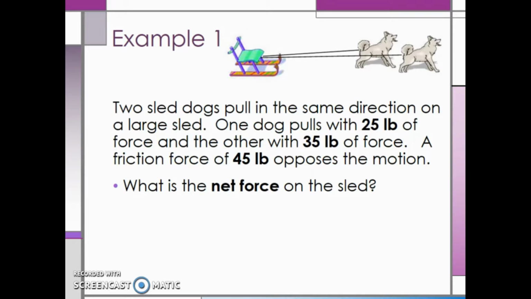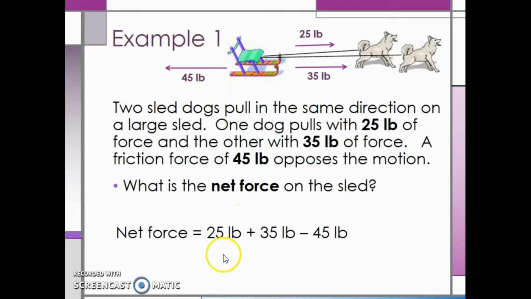Since we are looking at net force in one dimension, we always want to draw a picture showing which forces are acting in which direction. We have two forces from the dogs acting towards the right, and the force of friction acting in the opposite direction. So, we will add 25 pounds plus 35 pounds and subtract 45 pounds for friction.